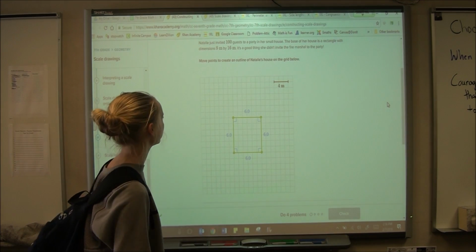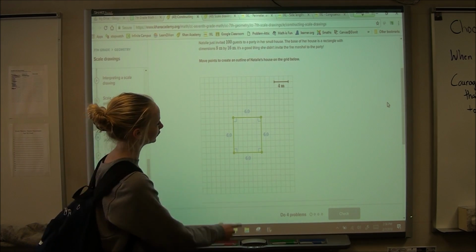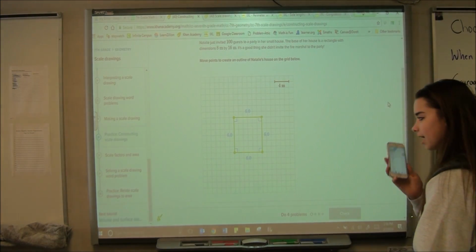Hello. So today we are learning about squares that have 6s around them. I'm pretty sure that this one is wrong. Julie, let's go. Okay, bye. Have fun with your notes.